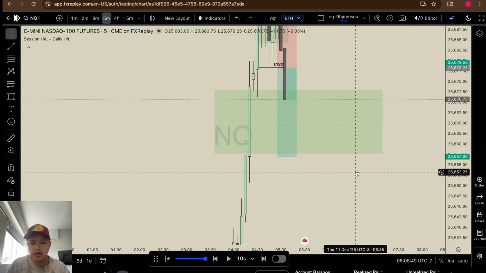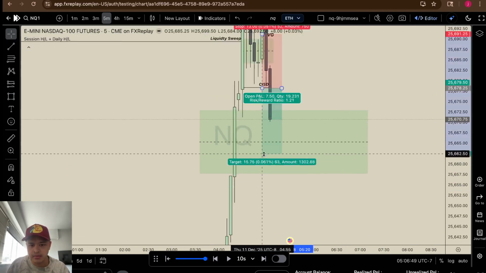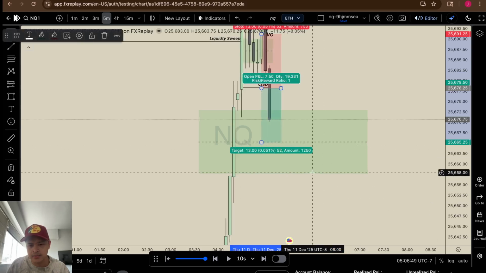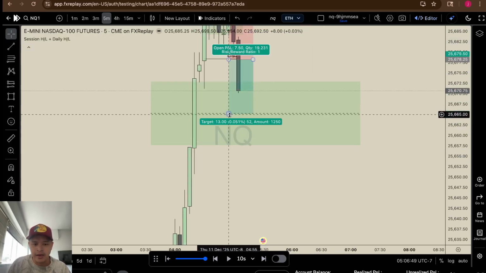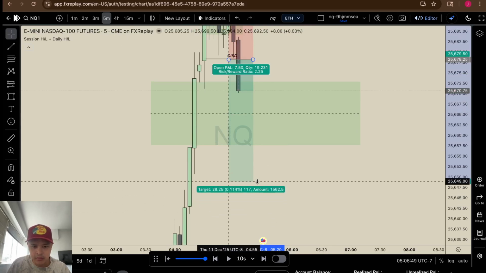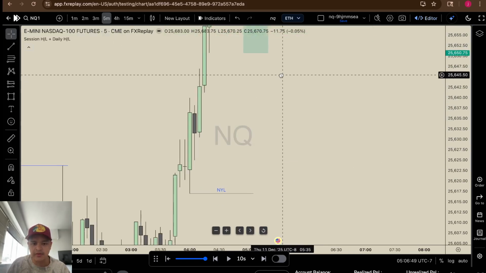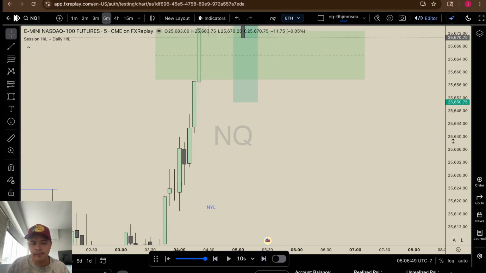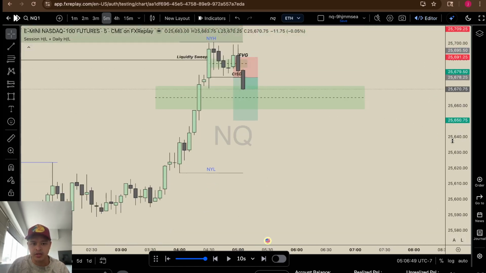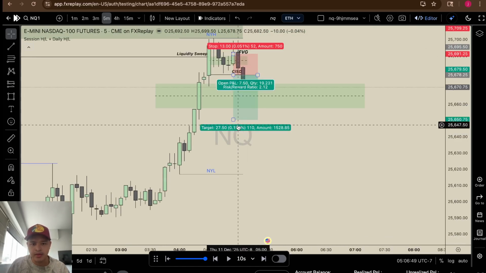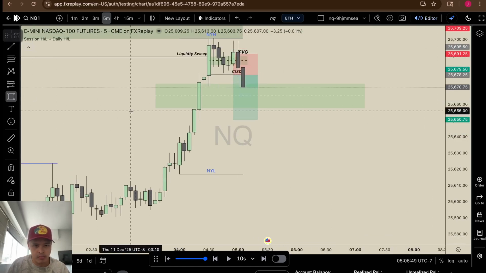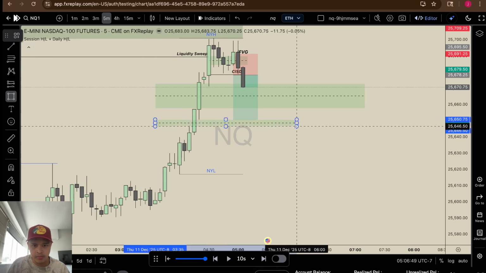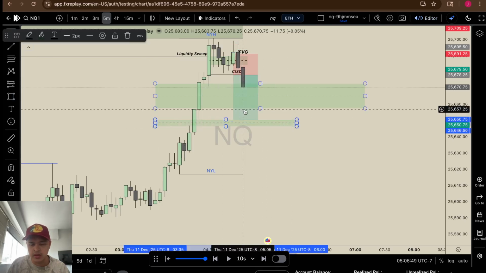So my target for break even is going to be the middle, and then my actual target is going to be the second fair value gap. Okay, that's my actual target, the second fair value gap, this one here, to be safe, for a total of 27 points.